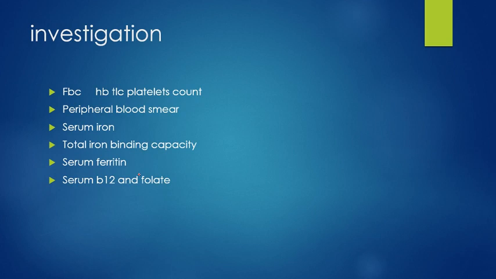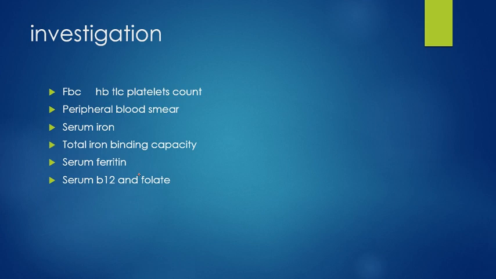In the investigation, we do the full blood count and see the red blood cell concentration, the hemoglobin concentration, the total leukocyte count and the platelet count. Then further we do the peripheral blood smear to look at the shape of the RBCs and to look whether it is a megaloblastic anemia, hypochromic or microcytic anemia, or normocytic anemia.